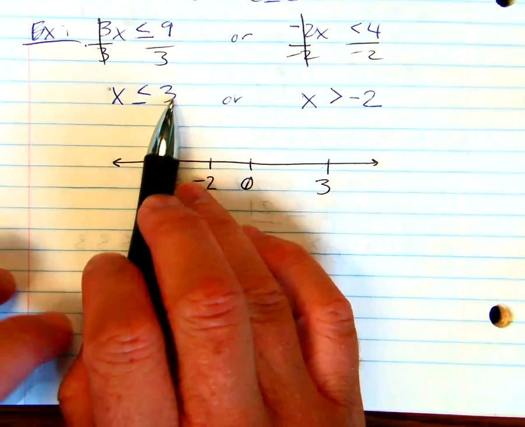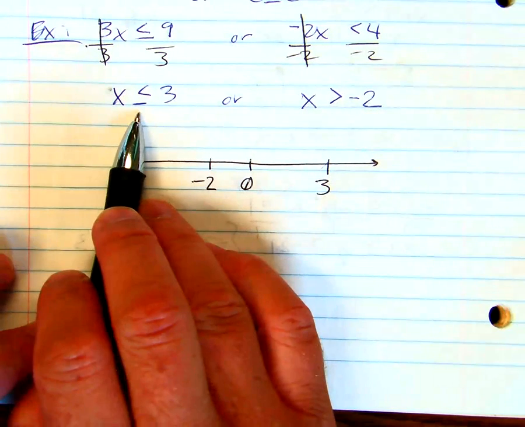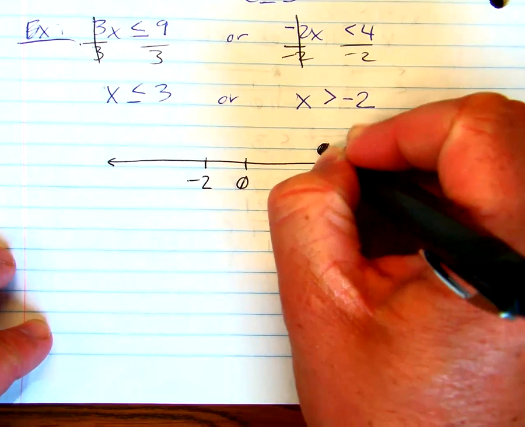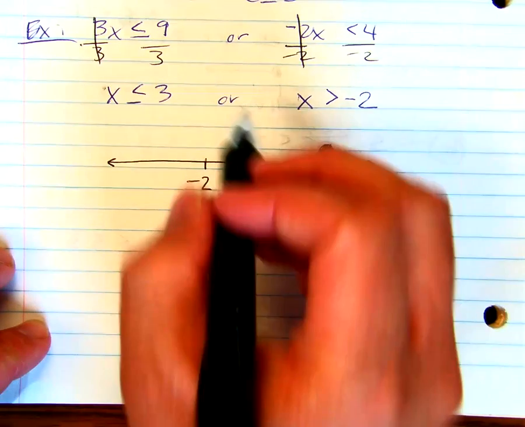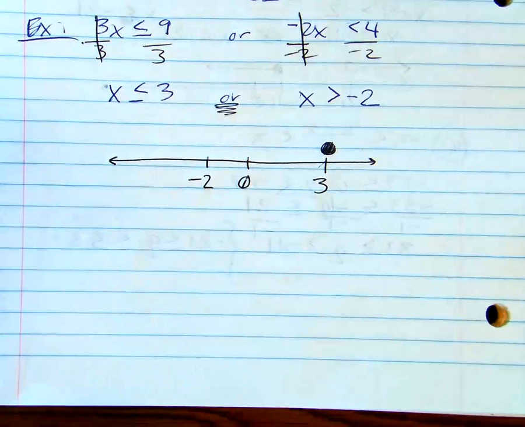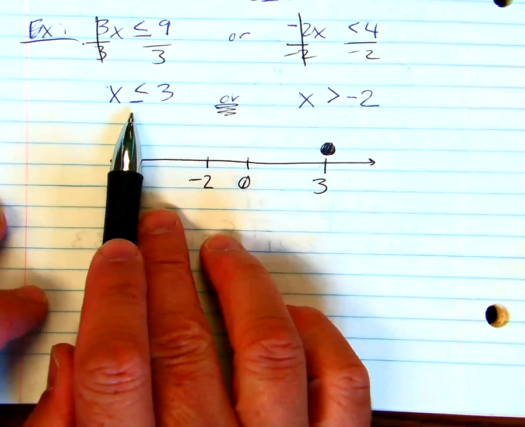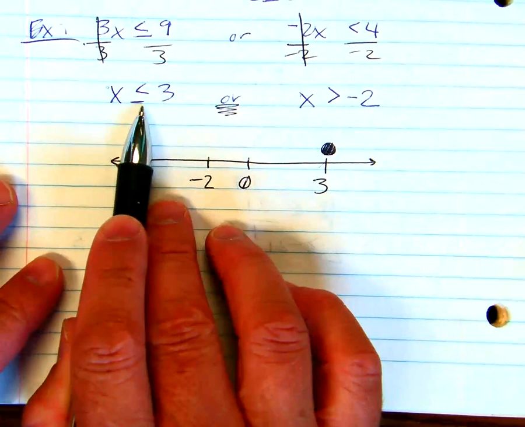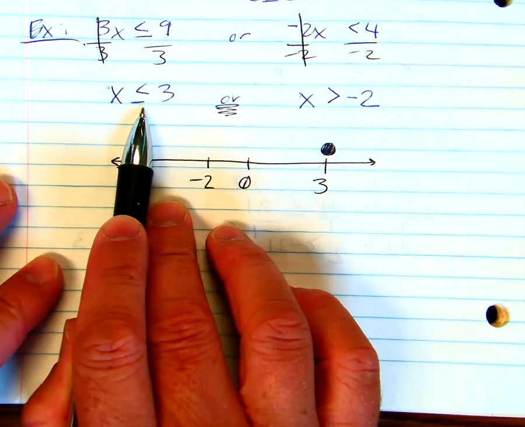Less than or equal to 3. Solid or empty? Solid. Should be a solid dot. And remember, because it says or in the middle, we are going to graph these two things completely separate. So we're going to graph this first one as if the other thing is not even there, and then we'll do the other one. Should this arrow point left or right? It should go to the left.